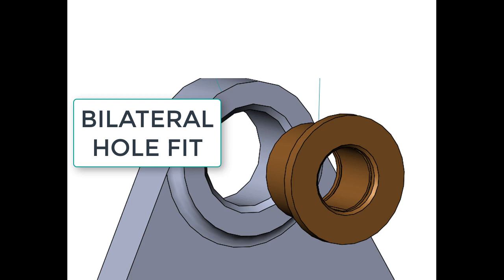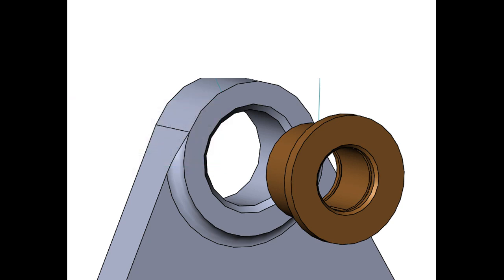When using a bilateral hole fit, the same tables are used to find the tolerance for the hole, but rather than the tolerance being applied only to allow a larger hole, it's applied in both the positive and negative direction relative to the design size, and the shaft tolerance is lowered by the same amount.